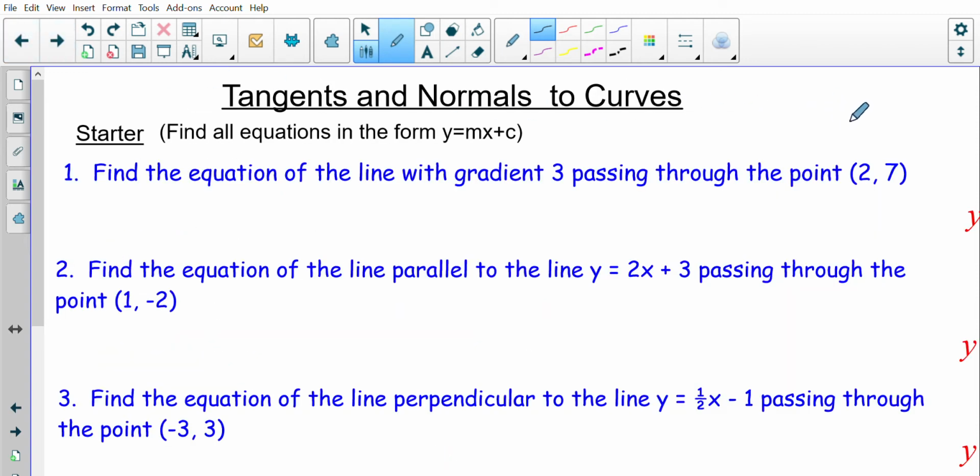As a starter and a reminder of how to find the equation of a line from a gradient and a point, I want you to have a go at these questions. Find all the equations in the form y equals mx plus c. And remember here we're using the equation y minus y1 equals m(x minus x1) by substituting in the gradient and the x and y coordinate. We can rearrange and find the equation of the line in the form y equals mx plus c. So pause the video and have a go at these three questions.